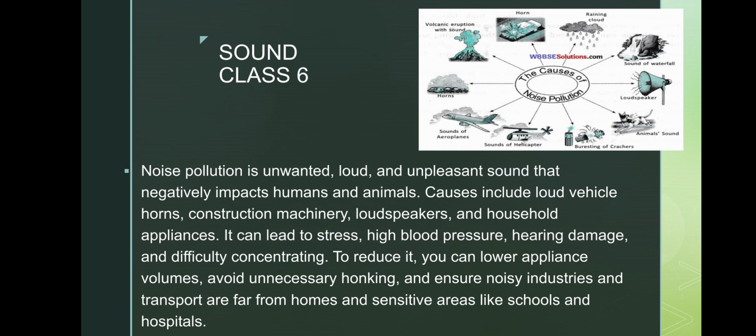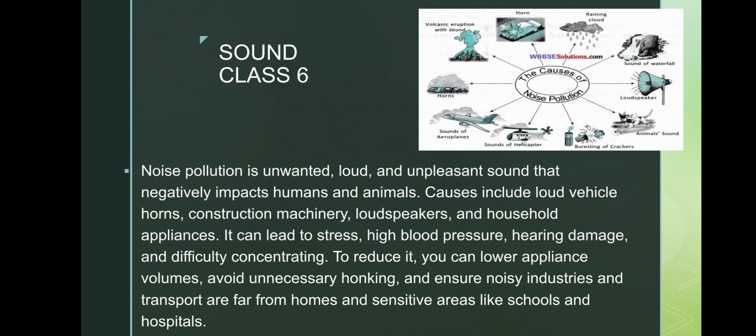So you should reduce the intensity and use proper things. You should get them repaired if they are making a lot of sound. To reduce it, you can lower appliance volumes, avoid unnecessarily honking, and ensure noisy industries and transport are far from homes and sensitive areas like schools and hospitals. So the causes of noise pollution are given here.